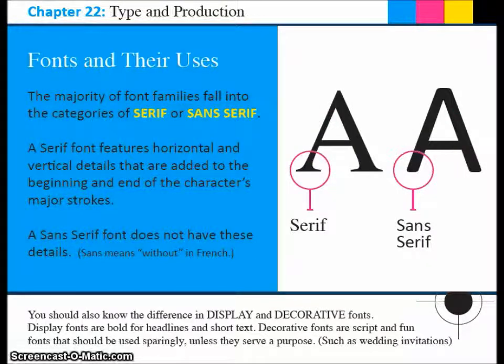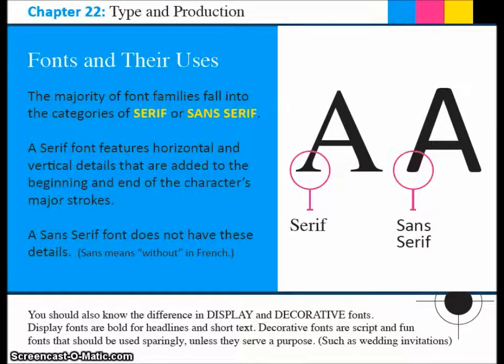So, fonts and their uses. The majority of font families fall into two categories, serif or sans serif. You may know that, or you may have noticed it, or you may have never noticed the difference. A serif font features a horizontal and vertical detail, or a little line, at the end of the character stroke. The one on the left there is a serif font, letter A, and the one on the right is a sans serif font, which doesn't have those little lines. Sans in French means without, so with and without serif.